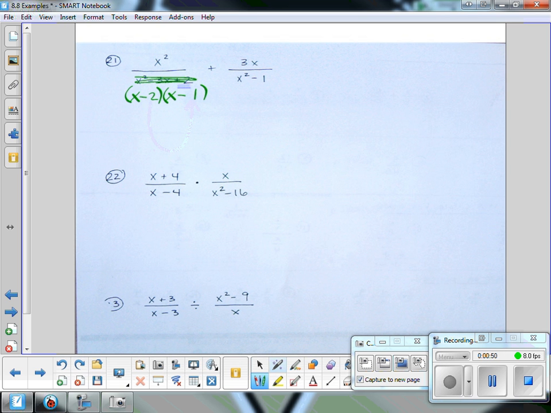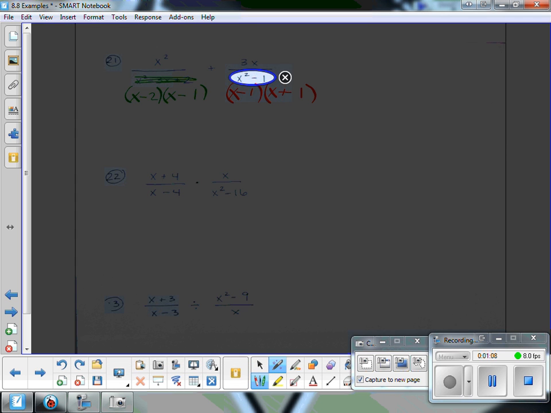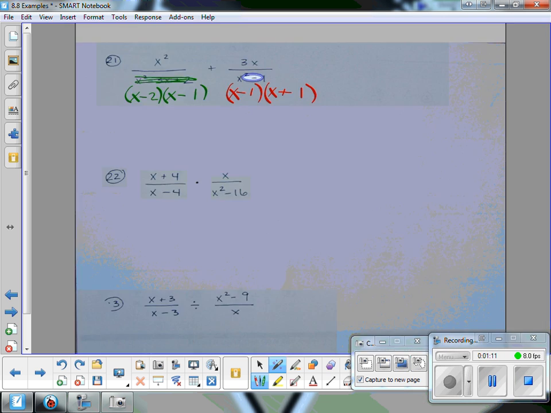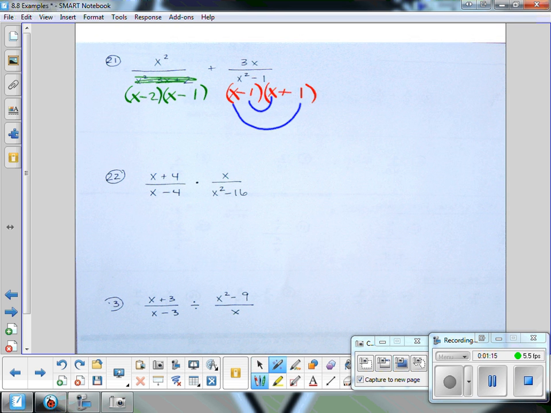For the fraction on the right, this is the difference of two perfect squares. And anytime that happens, you have an x times x and a 1 times 1. If you make 1 plus and 1 minus, they cancel out when you FOIL, and that's why there's no x in the middle. When you look here, it's x squared plus 0x minus 1. And again, that's caused by the minus 1x and the plus 1x.